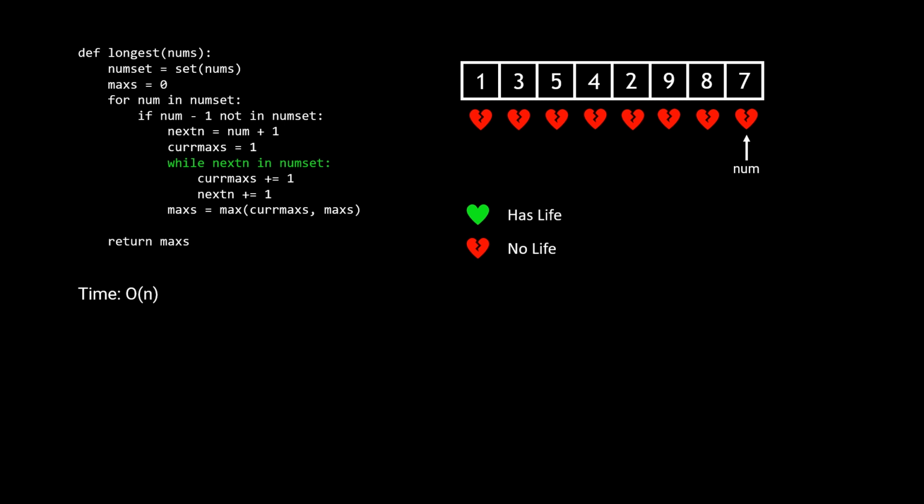And since there's only one starting point of every sequence, each number in the sequence will only be touched by the while loop exactly once. So this while loop will only ever run n times over all the iterations of the for loop. For space, just like our brute force solution, our extra space comes from the hash set, which is O of n. So that's the whole idea behind this solution.